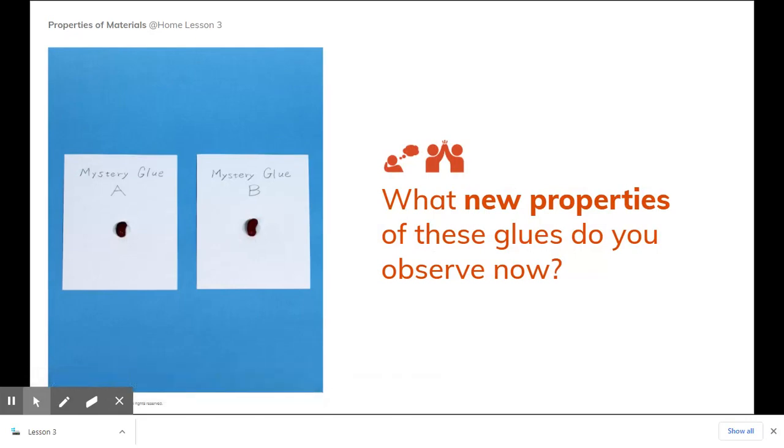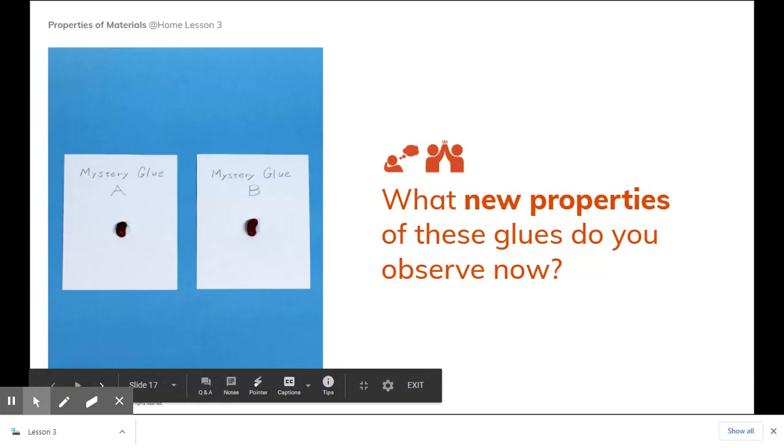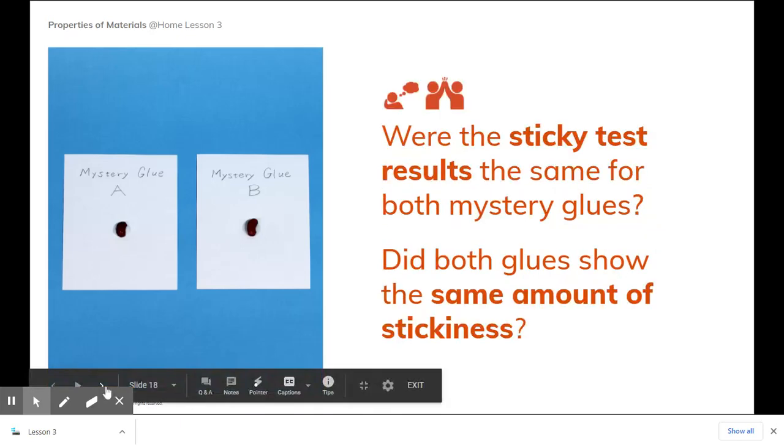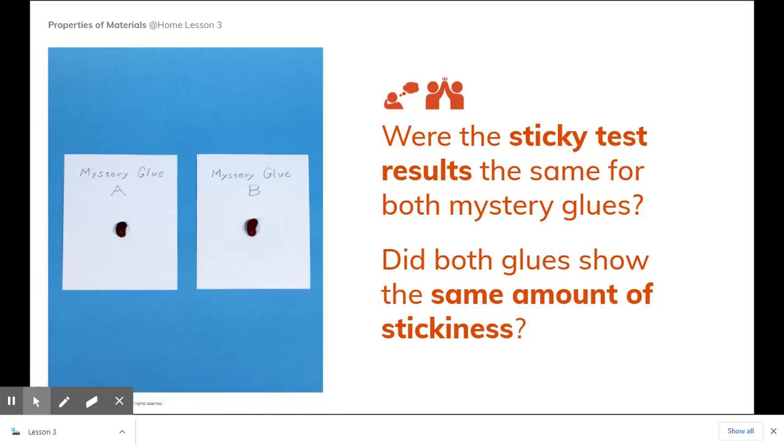So, what new properties of these glues do you observe now? Were the sticky test results the same for both mystery glues? Did both glues show the same amount of stickiness?